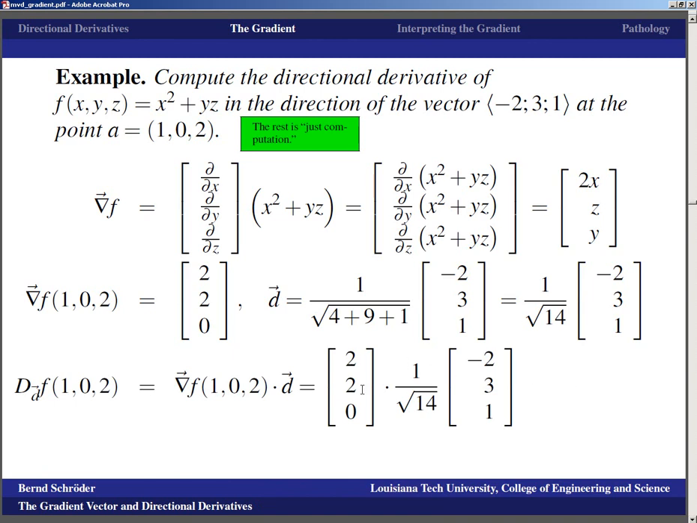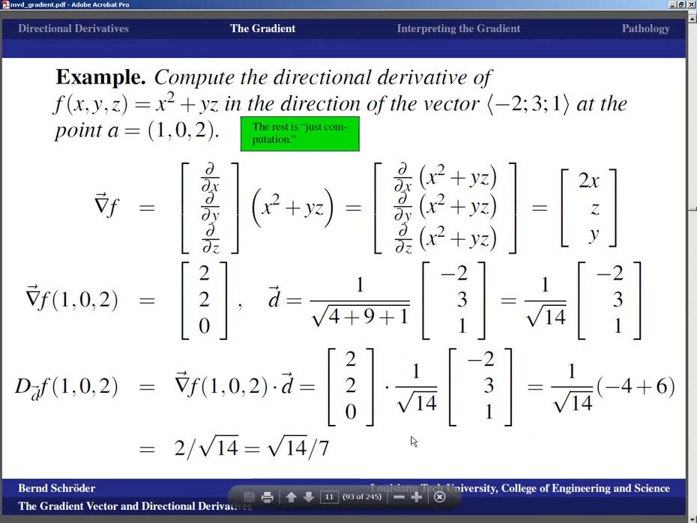We get negative 4 plus 6, so 1 over root 14 times negative 4 plus 6, well, plus 0 technically. And that ends up being 2 over root 14, and if you want to rationalize denominators, that ends up being root 14 over 7. So this is definitely as straightforward a computation as we can get in multivariable calculus. It certainly still needs to be done. It is something where we have quite a few things to do.